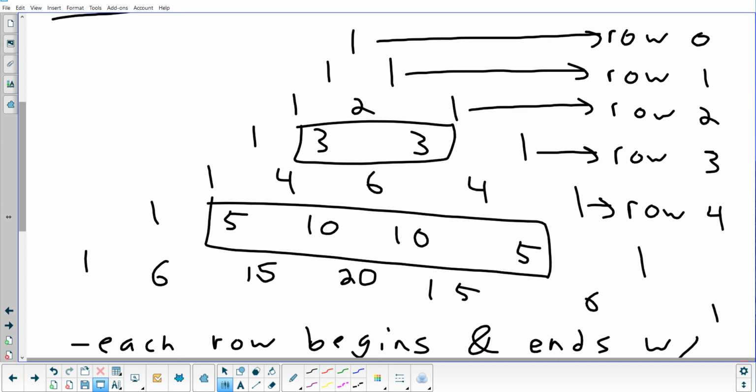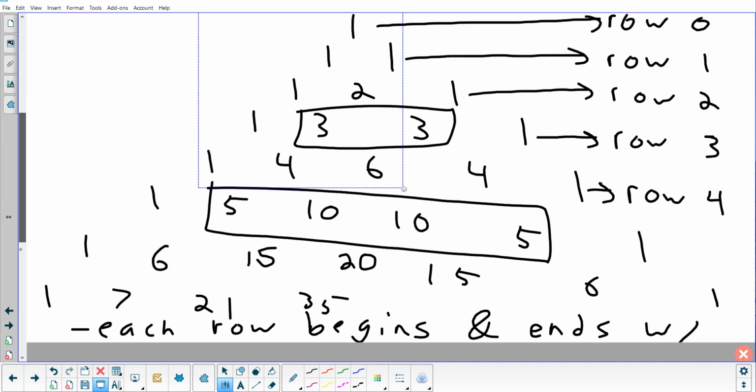The next prime number after 5 would be 7. Well, if you found the next row, this would be a 1, this would be a 7, that's a 21, that's a 35, and so on. All the numbers in row 7 are multiples of 7. Just the pattern, the way it works. Not true for rows that are not prime. Every number in this row is not a multiple of 4, because you have 6. But 4 is not prime.